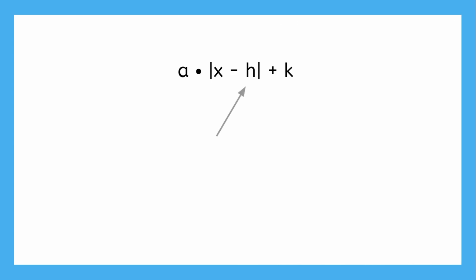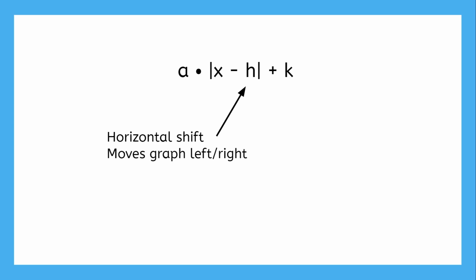Next, let's look at what h does. H's role is to create horizontal shifts, meaning it moves the function left or right. Just like with k, the directions seem obvious. A positive h moves the graph right, and a negative h moves the graph left. But there's a catch. That negative before the h means that its true sign is often hidden. Let's take a look at an example to see why.